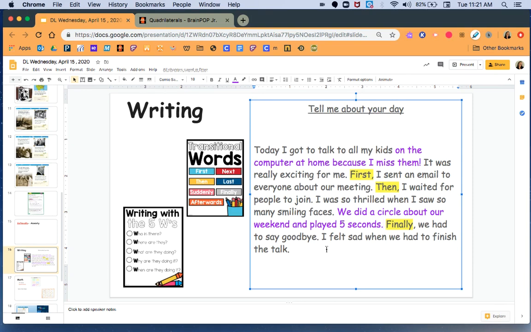So I want you guys to go through and make sure you have capitals at the beginning and periods at the end. And I want you to make sure that you have all those parts for your journal. Now, yours might not be as long as mine, and that's okay. But I want you to try to challenge yourself to write as much detail as possible.